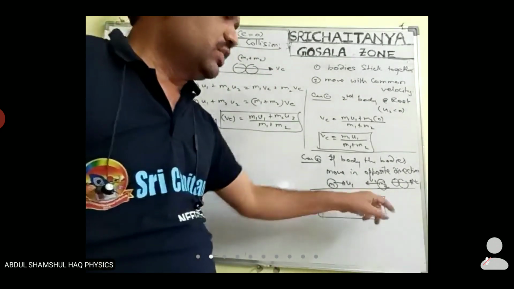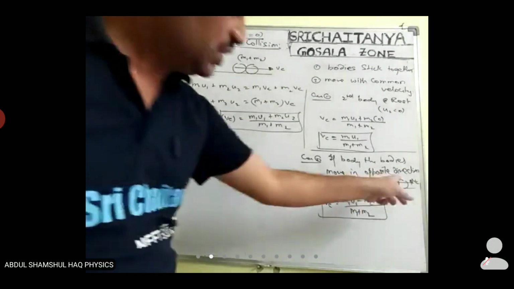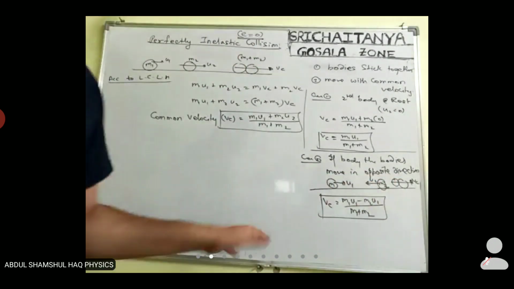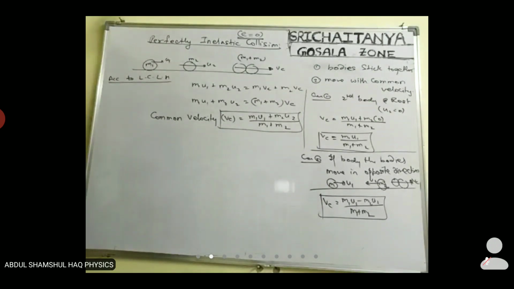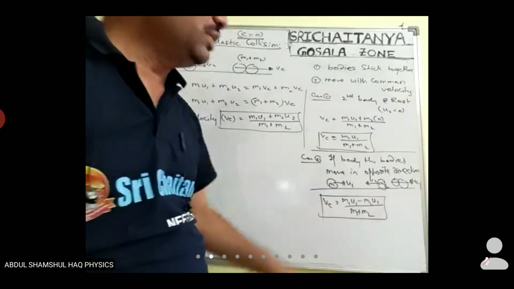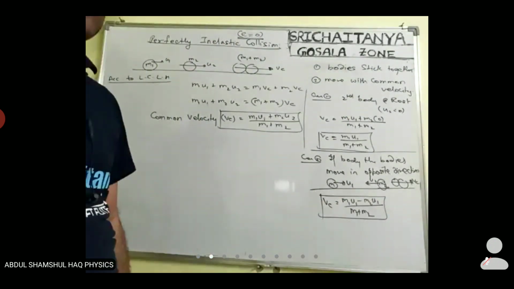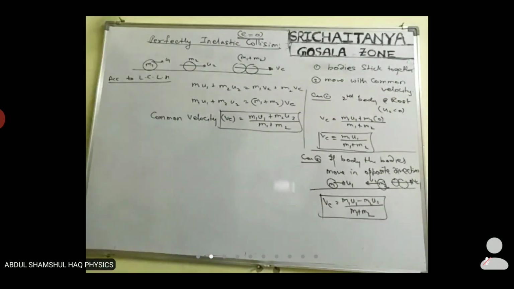So m1 u1 minus m2 u2. Suppose that if the system moves towards left, then what do we have to write for v common? Yes, first we have to write m2 u2 minus m1 u1. So the numerator will start with m2 u2 minus m1 u1, divided by m1 plus m2.